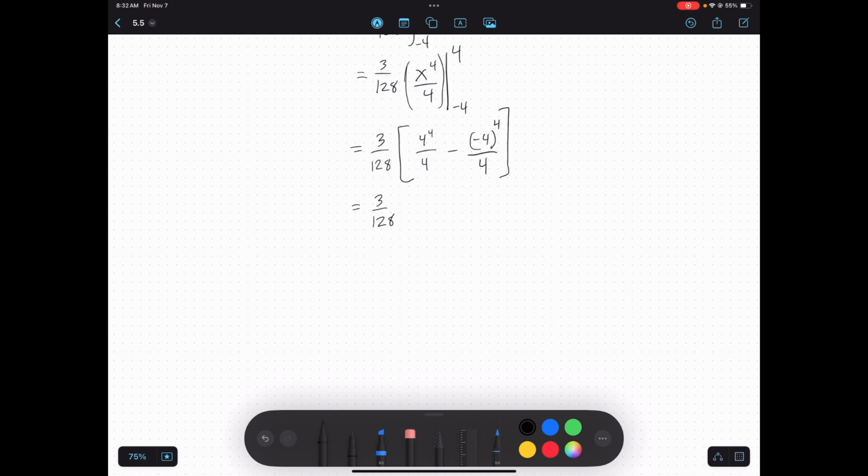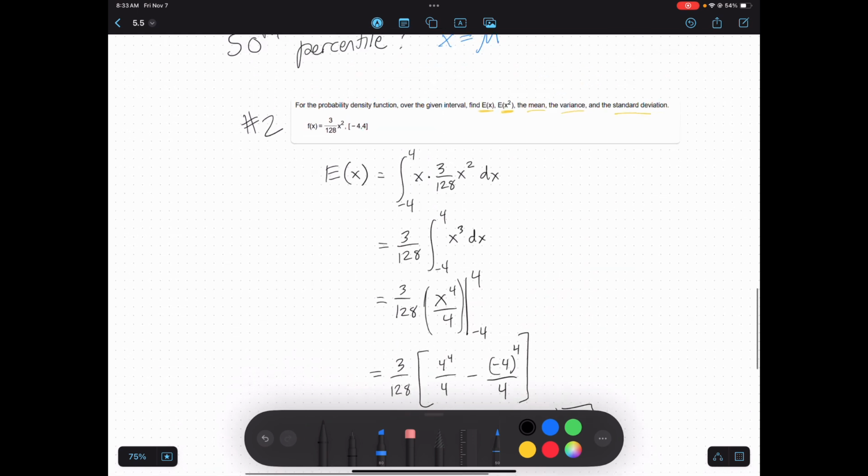When I do 4 to the 4th divided by 4, I actually just get 64, because it's 256 divided by 4. And over here, when I take this negative number to an even power, it becomes positive. And so I get 64 minus 64. Interesting. So what does this end up equaling? It ends up equaling 0. My expected value is 0.